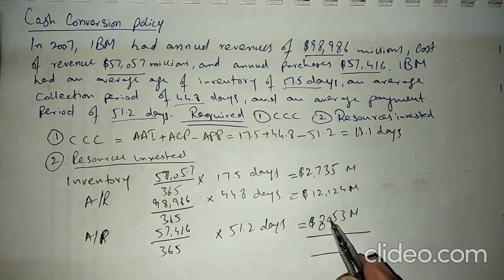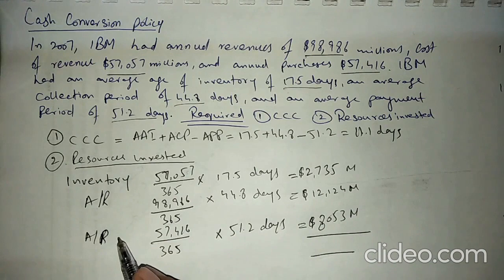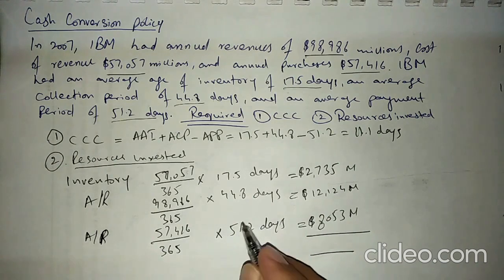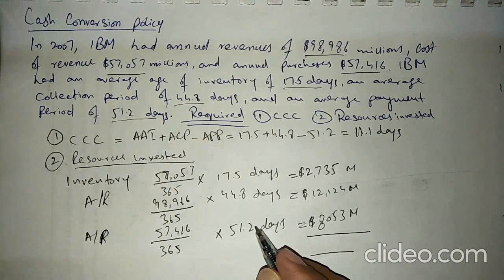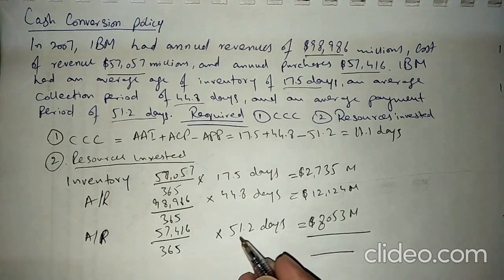But this 8,053 million amount is financed by their suppliers, because in case of accounts payable, when we purchase anything on account, on credit from our suppliers, let's say we purchase raw material, then the account will be accounts payable. So in this case, our supplier is supporting us for 51.2 days. How? When IBM purchases raw material on credit from a supplier, and the supplier is giving the 51.2 days cushion to the company, the company can pay the due amount after 51.2 days.